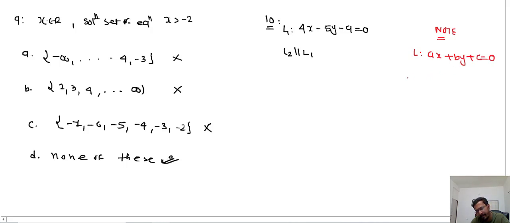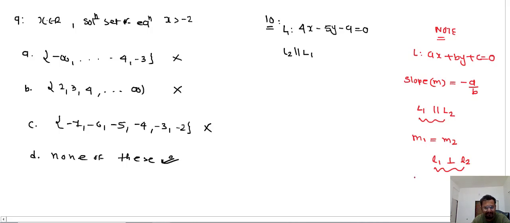Suppose we have two lines, L1 and L2, and both lines are parallel. In this case, the slopes of both lines are equal, m1 equal to m2. But suppose both lines are perpendicular to each other. In this case, m1 times m2 is equal to minus 1. So if you know m1, you can find m2 as minus 1 by m1. The slope is the reciprocal, the inverse, and the sign of that slope will change.